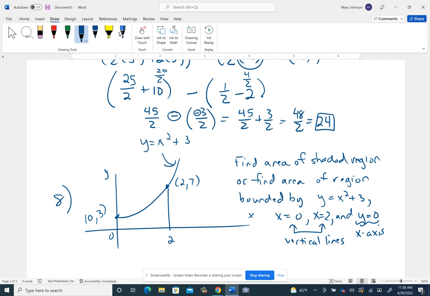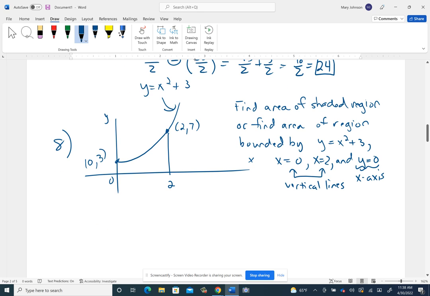All right, so let's go ahead on this and do the area of the region bounded by the graphs of the equations. The way I worded it on my test is I said find the area of the shaded region, and I gave you this picture. But the way they worded it here, another way to ask that question might be to find the area of the region bounded by y equals x squared plus 3, the vertical lines x equals 0 and x equals 2, and then the x-axis, which is y equals 0. Okay, so that would give you this figure.